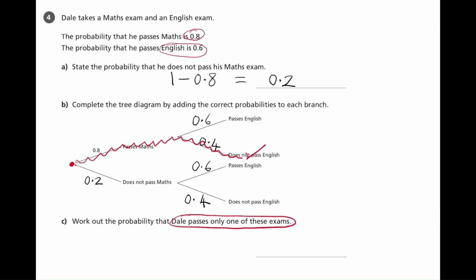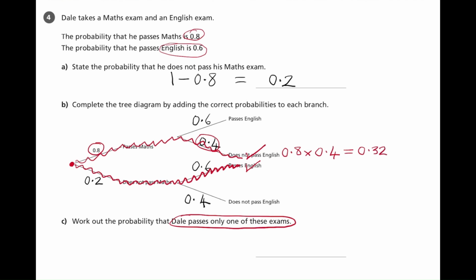Alternatively, Dale might not pass the maths, but does pass the English. So that's another way of passing just one of the exams. So we tick that. So there's 2 routes through the tree. And the rule to find the probability when you move through a tree from left to right is to multiply the probabilities. So passing maths 0.8, not passing English 0.4. So the probability of them both happening, we multiply 0.8 by 0.4 and we get 0.32.